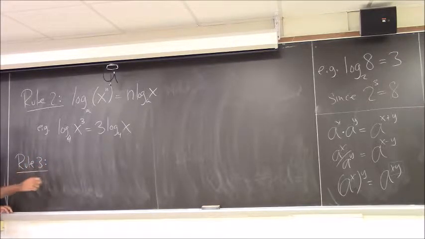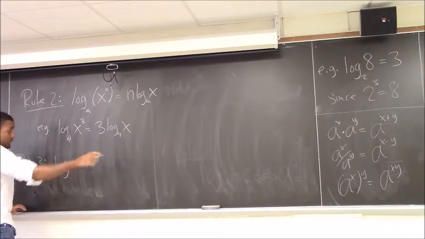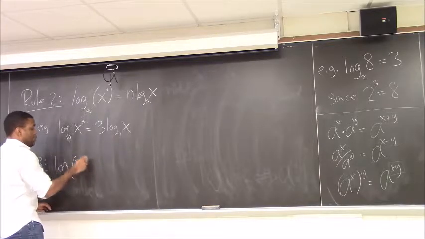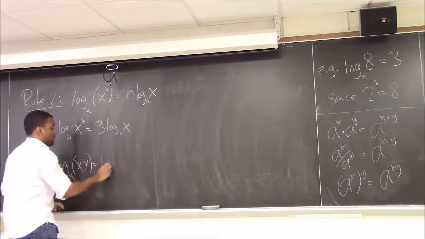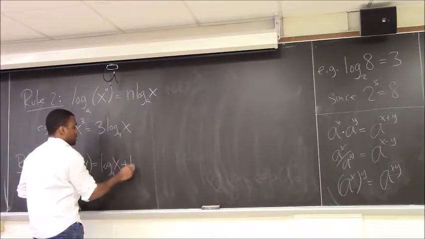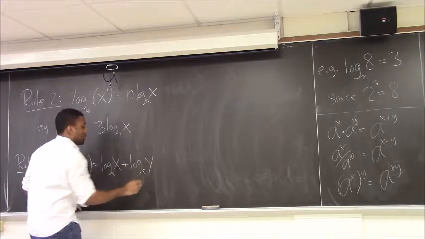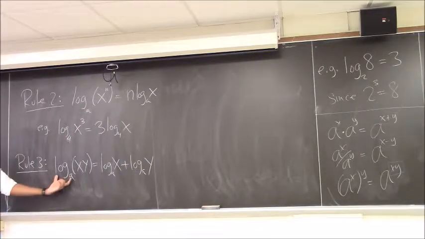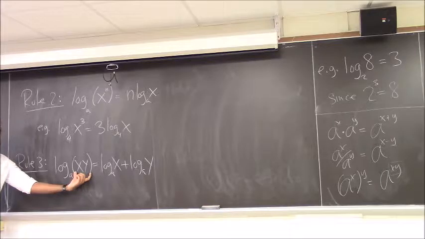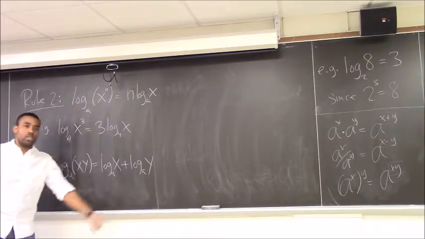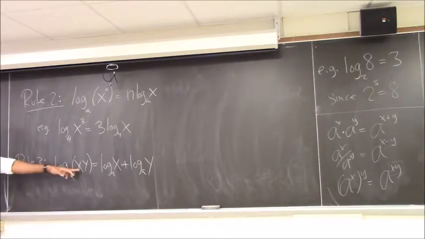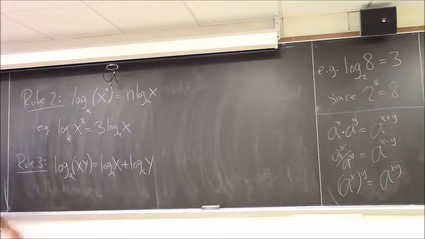Rule 3: I can turn multiplication into addition. Log to the base a of xy equals log to the base a of x plus log to the base a of y. If I'm taking a log of something that's being multiplied, I can break this up into an addition of logs. When you're multiplying the bases, you're adding the powers.